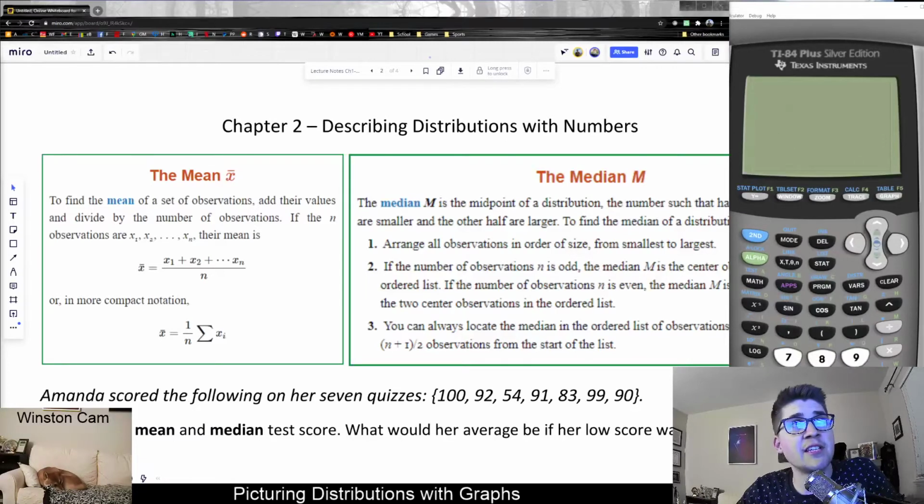Chapter 2 is entitled Describing Distributions with Numbers. If I could summarize what this chapter is all about, it's trying to do mathematical calculations on quantitative variables to understand the data that we have in a better way, to analyze it and try to make some conclusions about it.